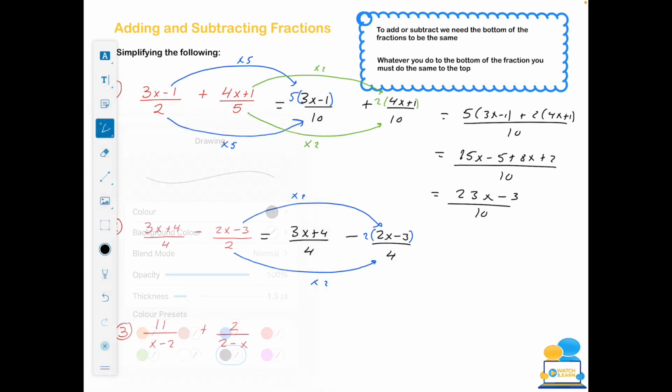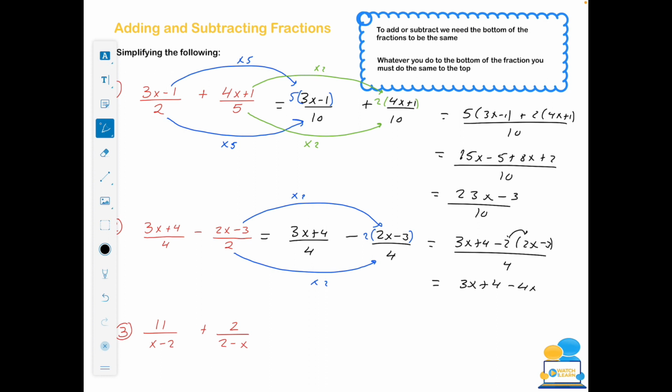Now when we get both denominators the same, we can just rewrite it as one fraction, so it'll be 3x plus 4 minus 2 by 2x minus 3 all over 4, which is 3x plus 4. Now minus 2 multiplied by 2x will be minus 4x, and minus 2 multiplied by minus 3 will be plus 6, all over 4, which will equal 3x minus 4x will be minus 1x, 4 plus 6 will be plus 10, all over 4.